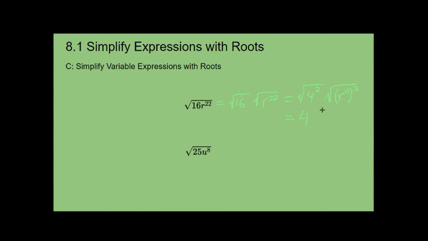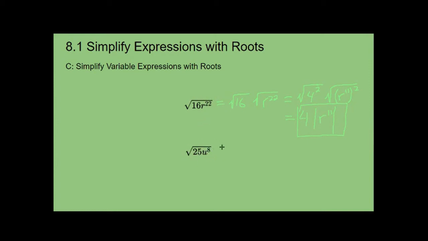So we have 4 times the absolute value of r to the 11th. And then because the exponent inside the absolute value is odd, we're going to leave the absolute value bars there. So this is the solution. This is the answer to square root of 16r to the 22nd power.